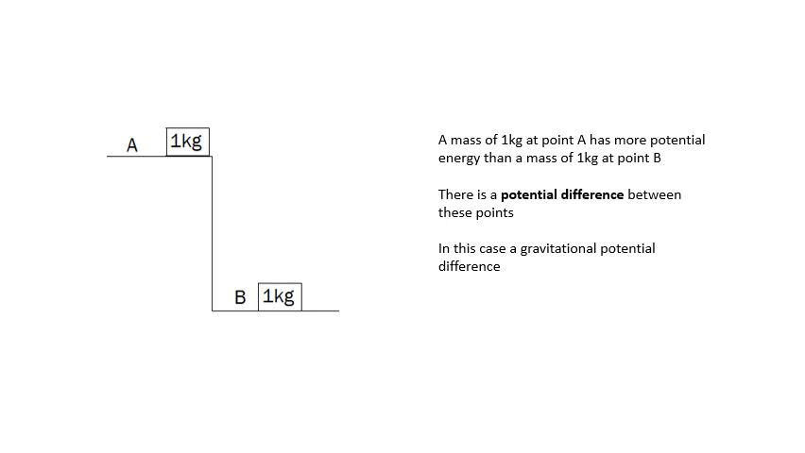Before we talk about electricity, I think it might help to consider a little bit about gravitational potential energy. If you look at this diagram, there's a kilogram at A and there's a kilogram at B. Now, a kilogram at A would have more potential energy than a kilogram at B because it's higher up. So we say that there's a potential difference between A and B. A kilogram at A would have more potential energy than at B, so there is a gravitational potential difference between them.